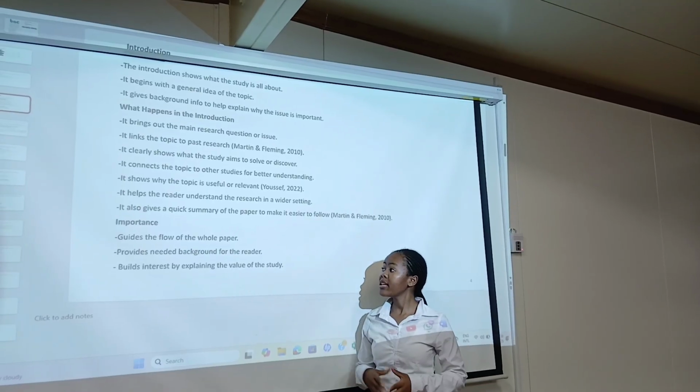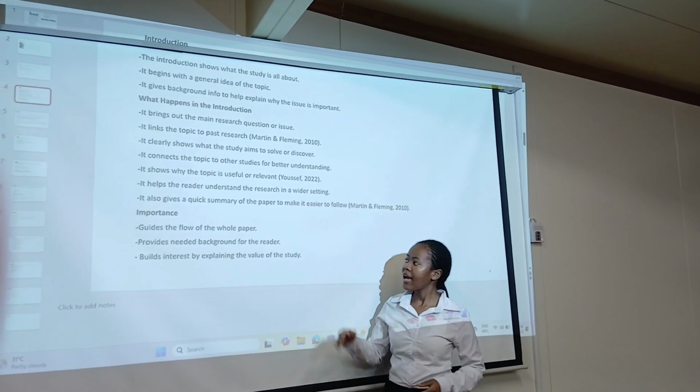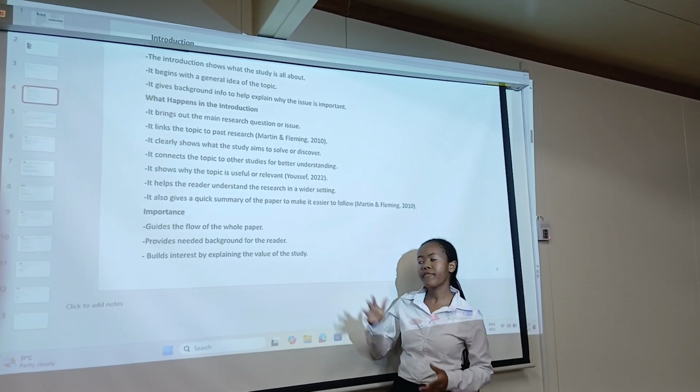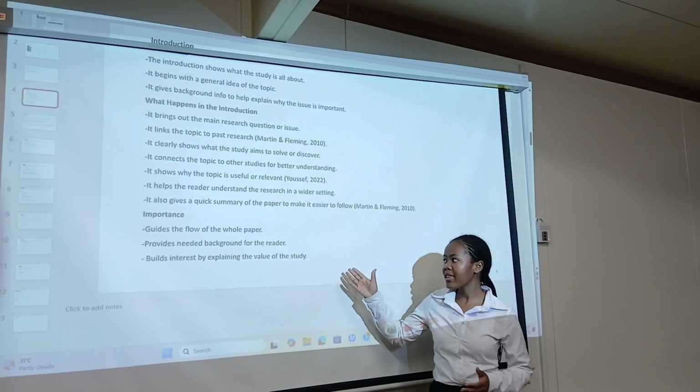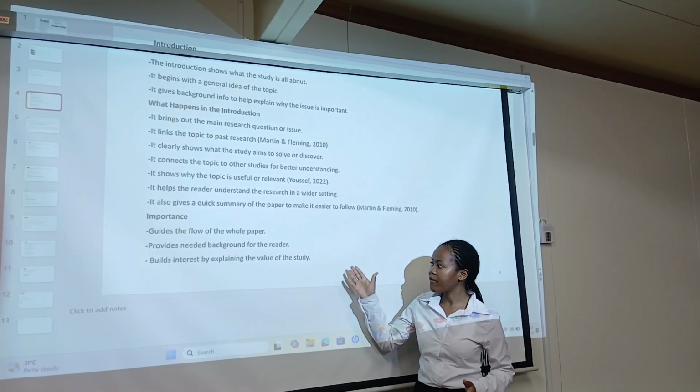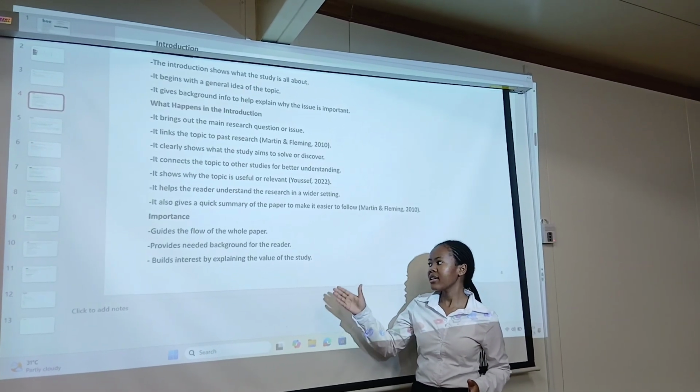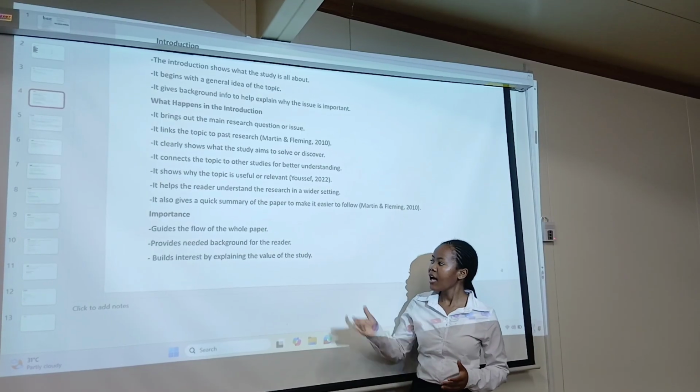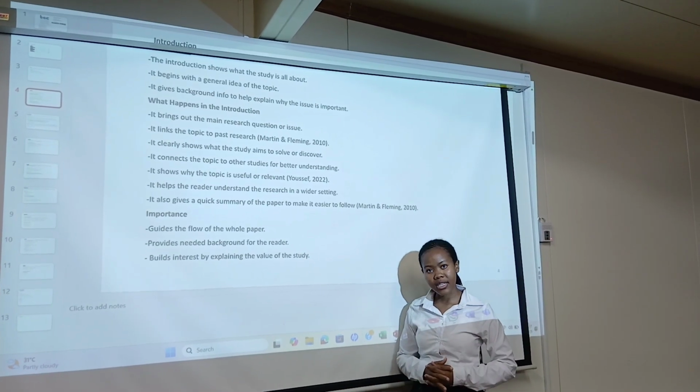Moving on to the importance of introduction. It guides the flow of the whole paper. It also provides the need for background of the reader. It builds the interest by explaining the values of the study.